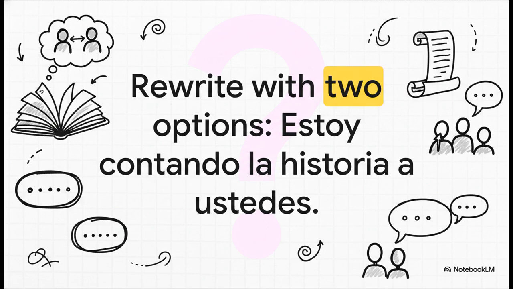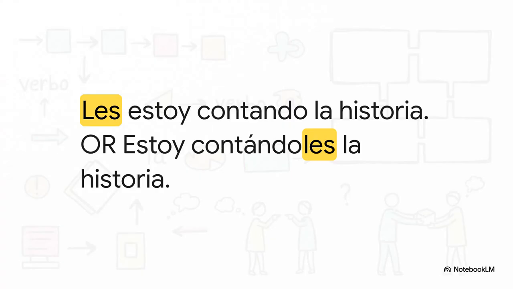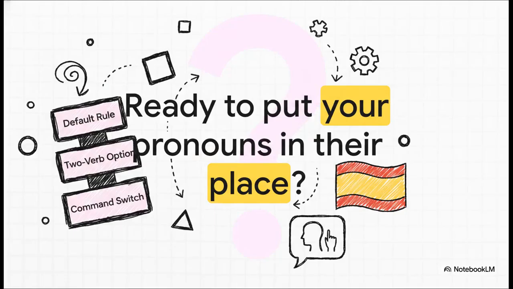Now remember, you've got two correct ways to do this. And here are your two options. You can put les before the conjugated verb, so les estoy contando, or you can attach it to the end of the gerund, estoy contándoles. If you got either one of those, you are absolutely crushing it. Both are perfect.